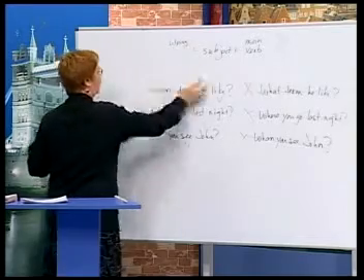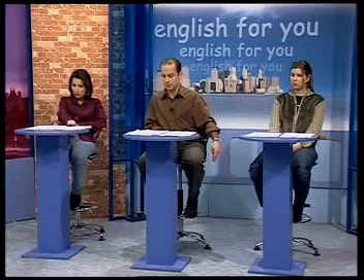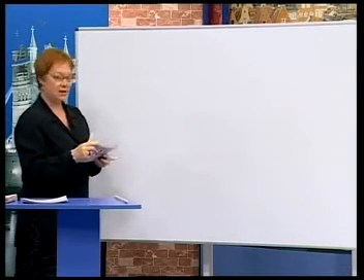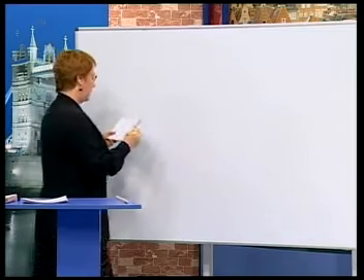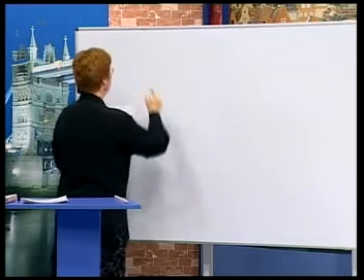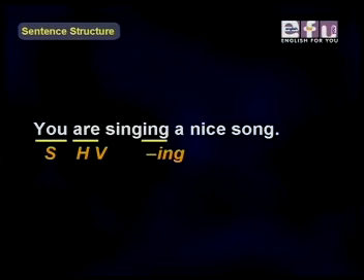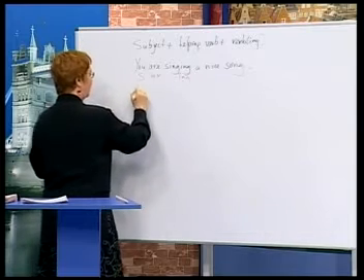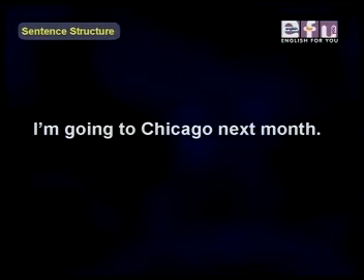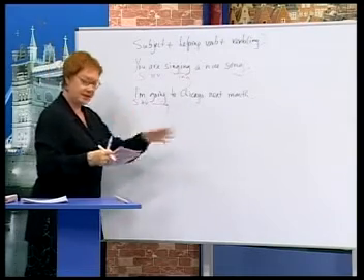And we'll make some space here. Now, with the present continuous, the subject usually comes first, and then the helping verb. So we can say the subject plus the helping verb plus the verbing. You are singing a nice song. So you've got subject, helping verb, and the ing verb. This is a statement. Another example, I'm going to Chicago next month. Subject, helping verb, and the ing verb. Now, these are statements.